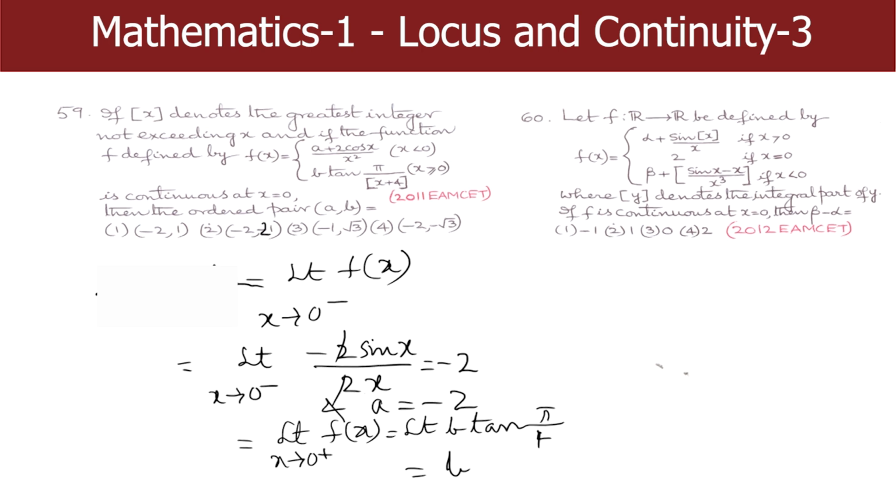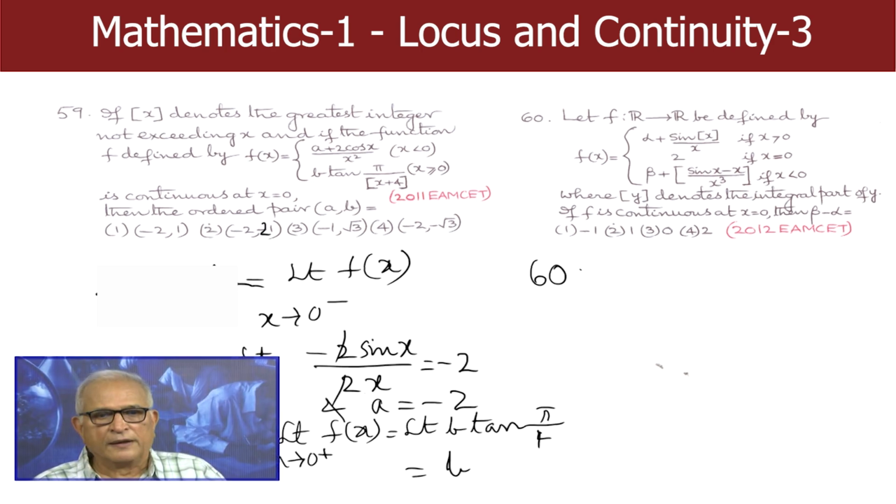Next, 60. f: R to R be defined by f(x) equal to alpha plus sin bracket x by x whenever x is positive, beta plus bracket sin x minus x by x cubed if x is negative, where bracket y denotes the integral part of y. If f is continuous at x equal to 0, what is the value of beta minus alpha?